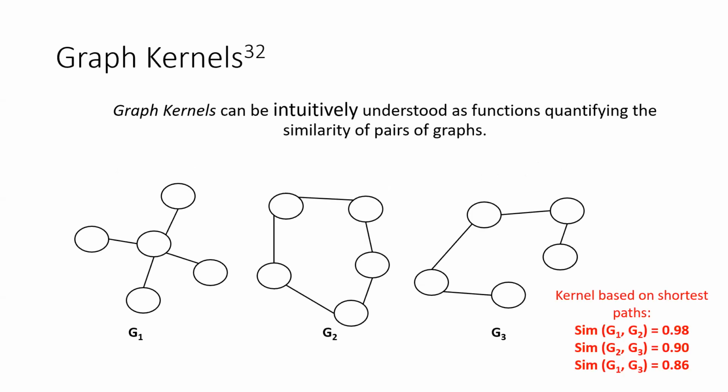We'll start with what are called graph kernels. Graph kernels can be intuitively understood as functions that quantify the similarity of pairs of graphs. Assume that we have two graphs, for example here G1 and G2. I can devise a kernel, which is a function whose result is a number that quantifies the similarity between those two graphs. For my example here, say that I have a kernel which is based on shortest path. I can identify the similarity between these pairs of graphs among those three graphs.